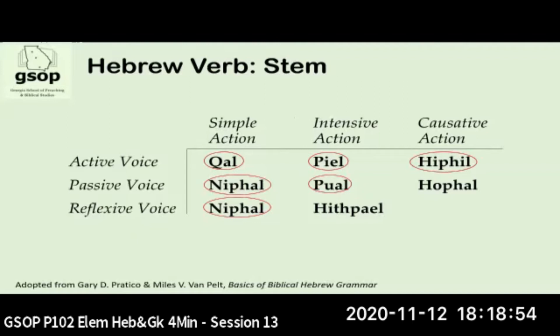And then, of course, we talked about the active voice, the passive voice, the reflexive voice. Notice that the active voice is qal, piel, hifil. Passive, of course, is nifal, also pual and hofal. And reflexive, this can be nifal and hitpael.